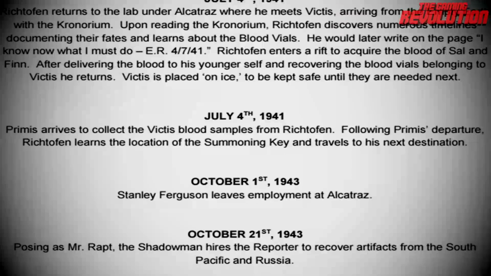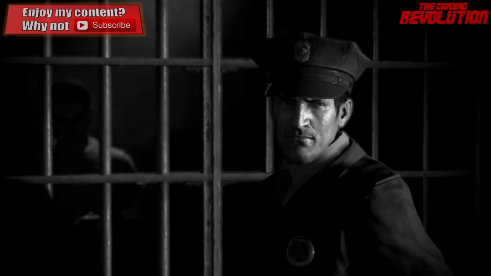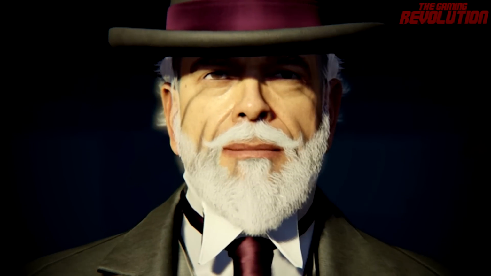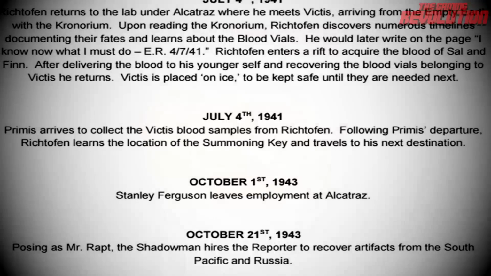And then on October the 1st, 1943, Stanley Ferguson leaves employment at Alcatraz. On October the 21st, 1943, posing as Mr. Rapt, the Shadow Man hires the reporter to recover artifacts from the South Pacific and Russia. So we're getting into the Shadows of Evil storyline now.